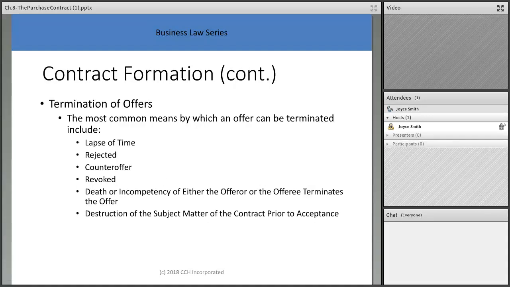We have termination of offers. Most commonly, means by which an offer could be terminated include lapse of time. Time is of the essence. How many of you have heard that phrase? Time is of the essence. We like to say, in the real estate world, time is of the essence. And before we had fax machines, before we had email and things like that, time is of the essence.